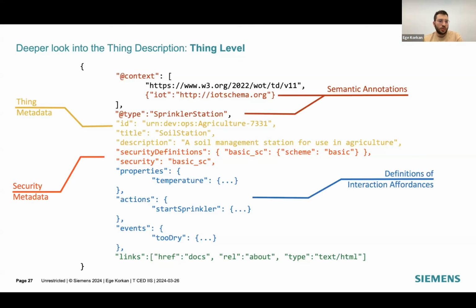Then we start getting into the important things with the interaction affordances. So the fact that there is a temperature property that I can read, or that I can start this sprinkler device, or that it can notify that the soil is too dry when I subscribe to an event. And of course, we can also then add more stuff, like we can link to our documentation, we can link to our UI or any kind of support website, and so on and so forth.